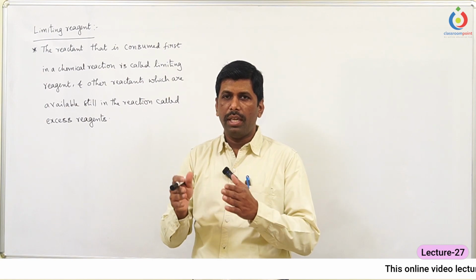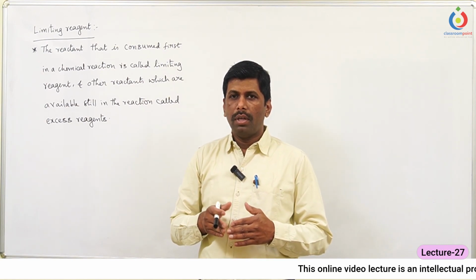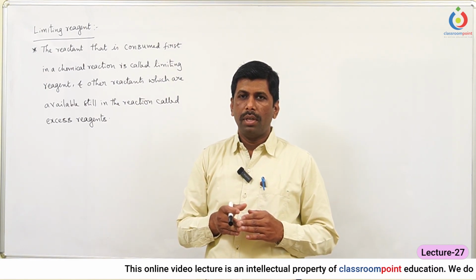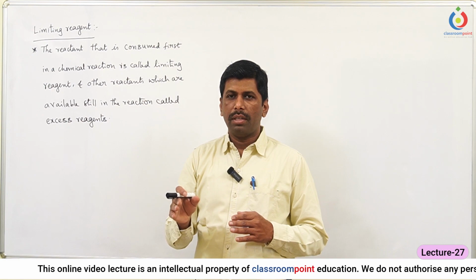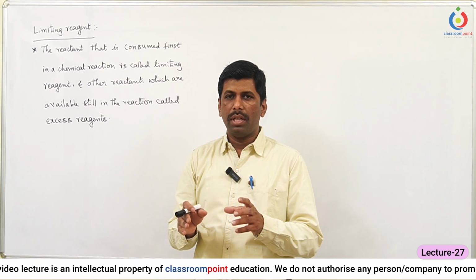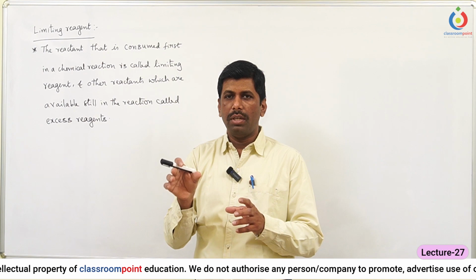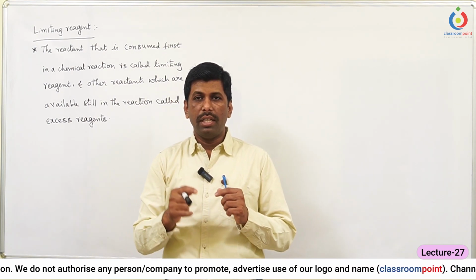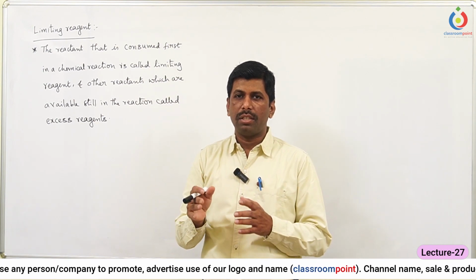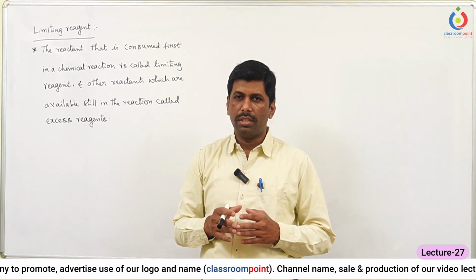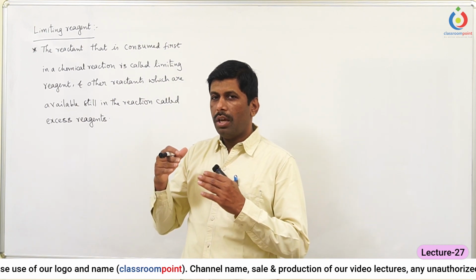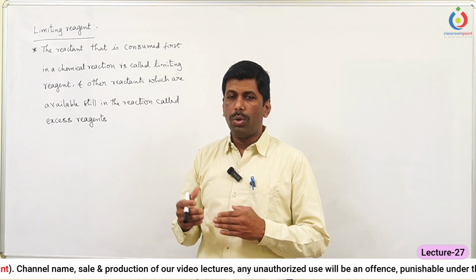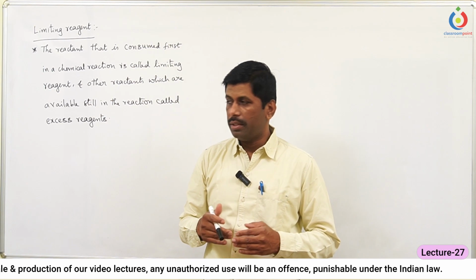For example, if you take A plus B gives C, and A and B both are reacting and producing the product C. If A is completely consumed in the reaction and B is still available in the reaction mixture, then the reactant that is completely consumed is A. So A is called the limiting reagent, and whichever reactant is still available in the reaction mixture is called the excess reagent. Then let us see how the limiting reagent decides the products and how to identify the limiting reagent very easily.